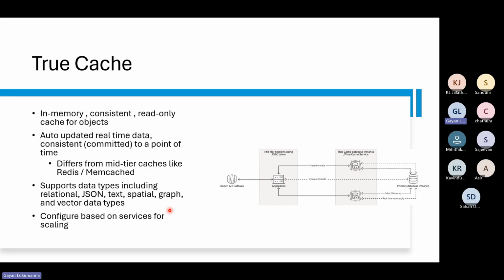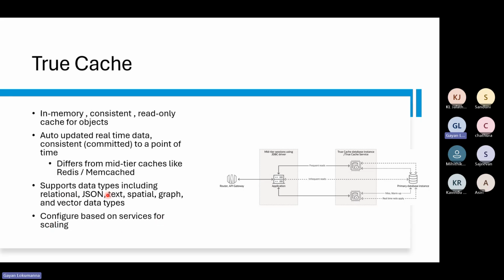So at any given time, the content in the true cache will be read consistent. This true cache can accommodate not just normal relational data, but it also supports JSON, text, spatial. You name it. So your true cache can accommodate all these types of data. That's an important thing to understand.